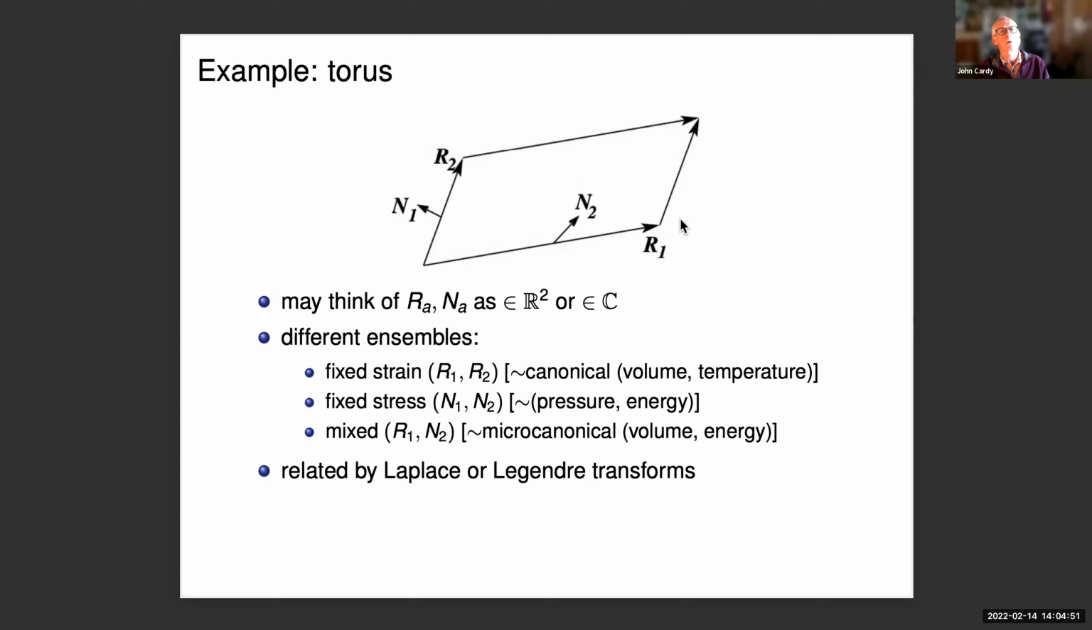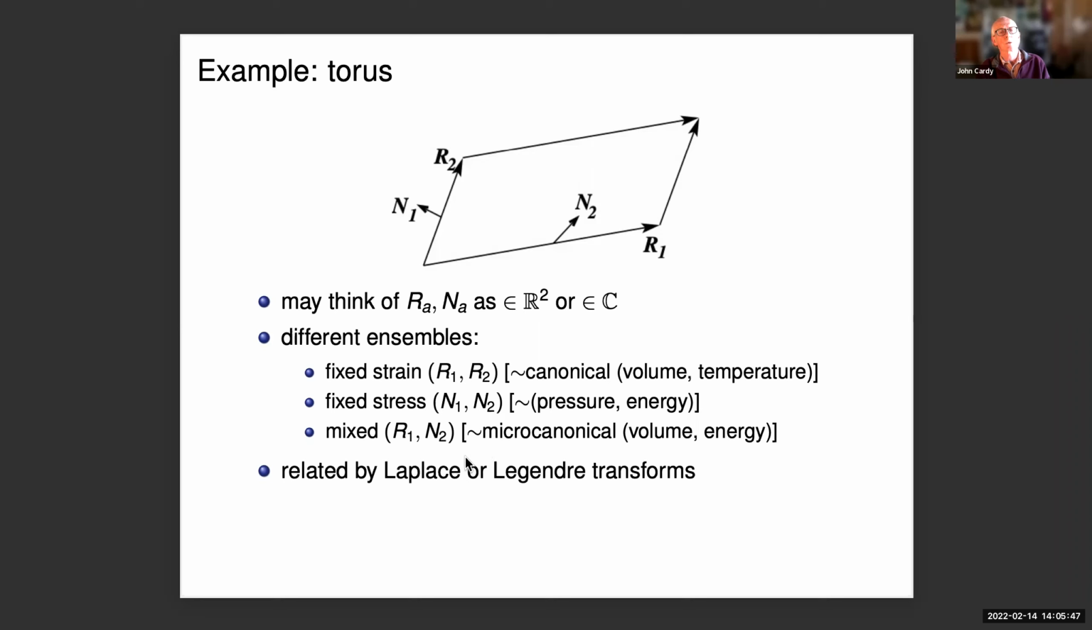If we quantize the theory, if we think about the theory in 1+1 dimensions, so we think about R1 as space and time as being orthogonal to it, then this is basically the canonical ensemble, where we think about R1 as the volume and this direction as the inverse temperature. Or we could think about fixed stress, which corresponds from this point of view to fixed energy N2 and pressure N1. Or we can have some mixed ensemble, which is fixed R1 and N2, which is a microcanonical ensemble.